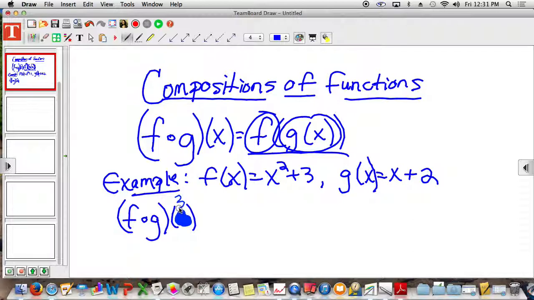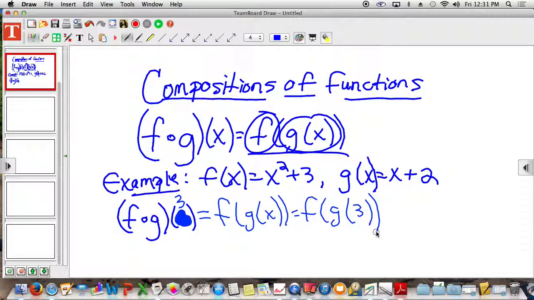Okay, put a 3 there. Instead of putting an X there, put a 3 there. So what I'm asking you to do is figure out the value of F comp G of 3. Like I said before, F comp G of X is the same thing as F of G of X. So in this case, what I'm asking you to do is calculate F of G of 3.